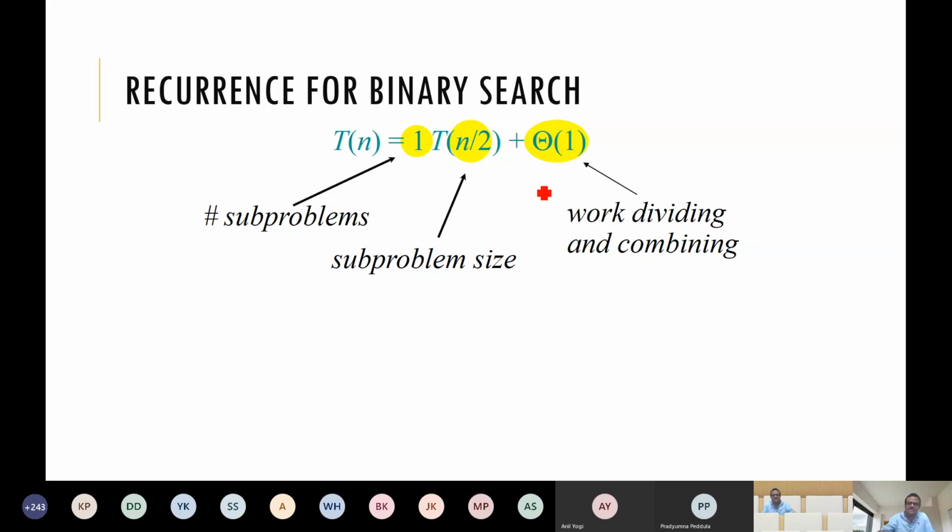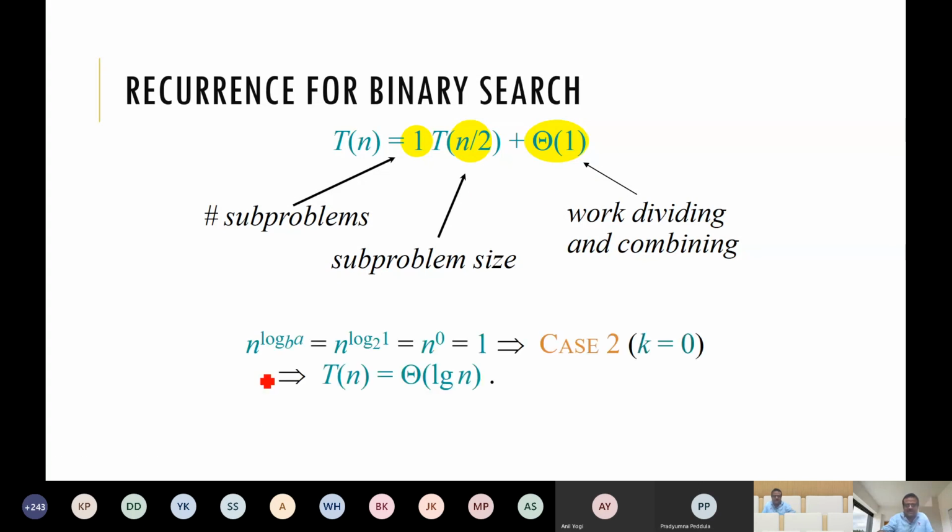So what is the solution of this? Again we have to use the master method. We have to find a and b. So a is 1, b is 2, so n to the power log a base b is n^0. So this is nothing but log n, because this is case 2 of the master method.